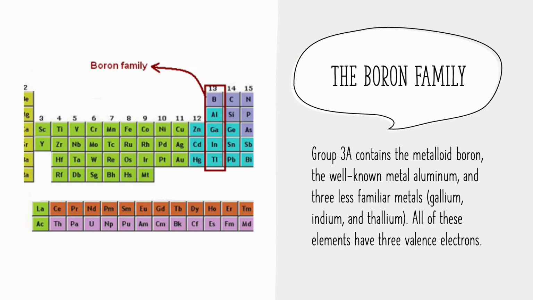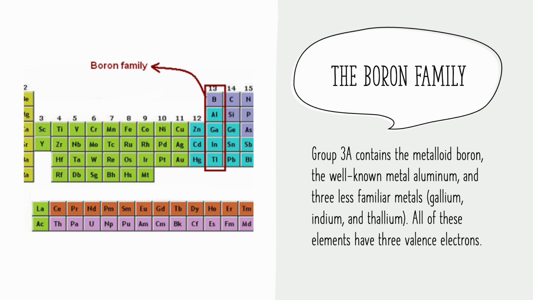The boron family. Group 3A contains the metalloid boron, the well-known metal aluminum, and the 3 lesser familiar metals, gallium, indium, and thallium. All of these elements have 3 valence electrons.